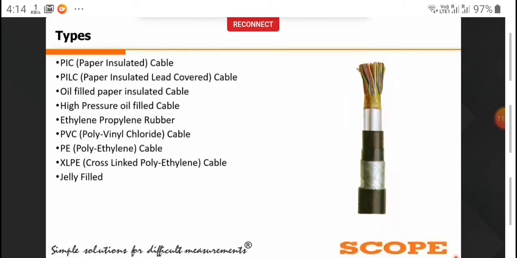After that, jelly filled cables. Jelly filled cables are mainly used for telecommunication applications, in which polyethylene is used as insulation, and petroleum jelly is used to prevent the entry of moisture into the cable.